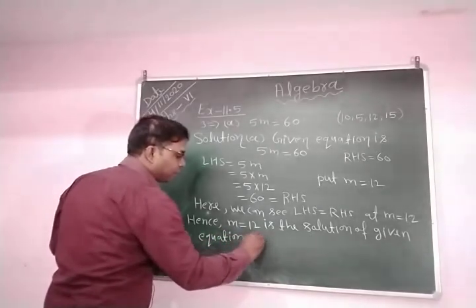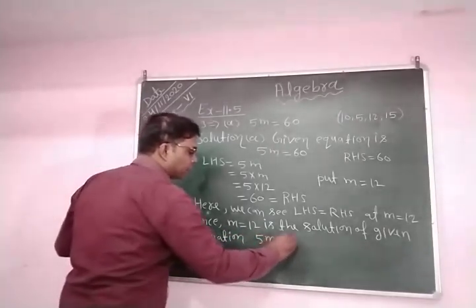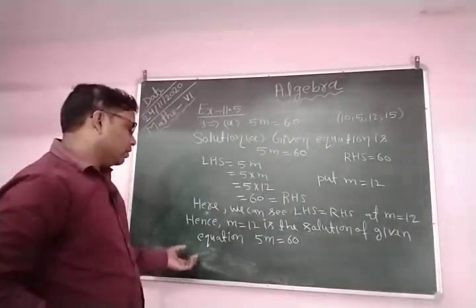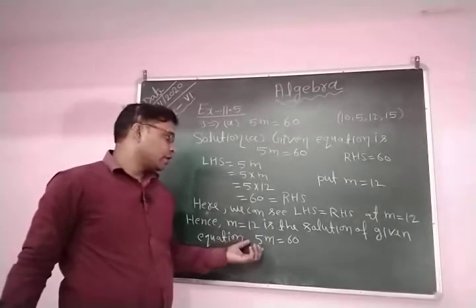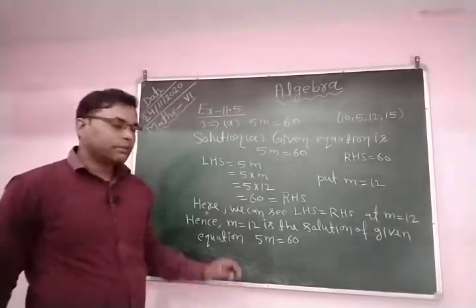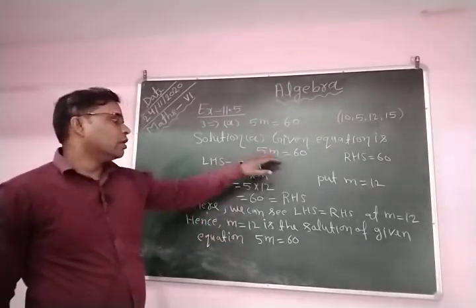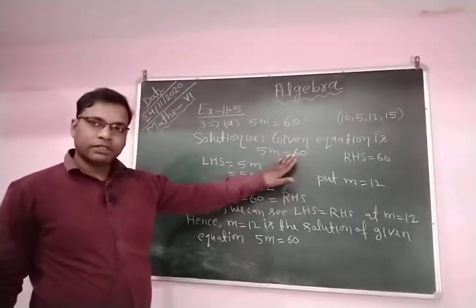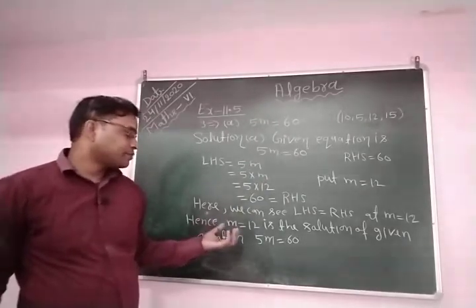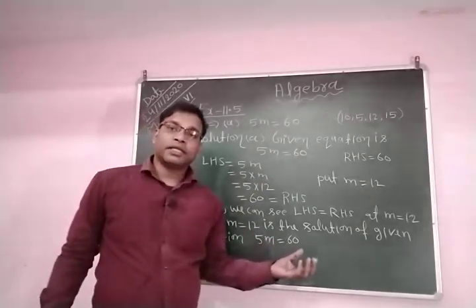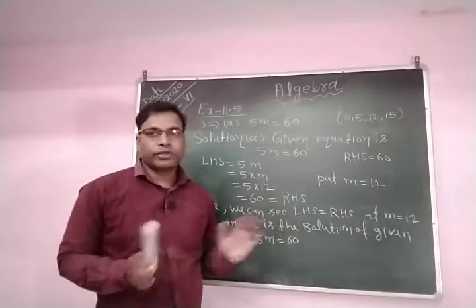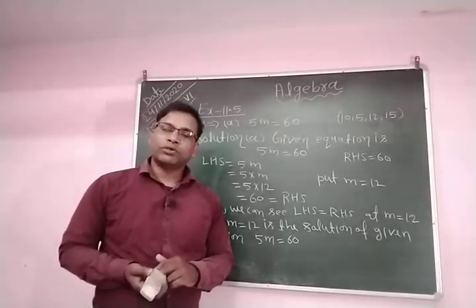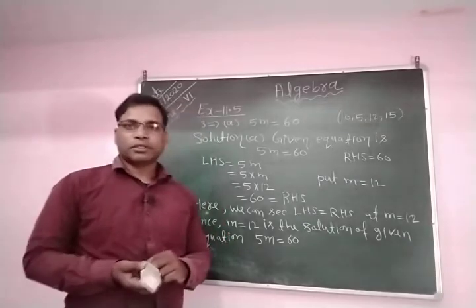Given equation 5m is equal to 60. Here you can see m is equal to 12 is the solution of the given equation. This is our equation. If you take m is equal to 12, then we find that left hand side is equal to right hand side. In this case, we can say m is equal to 12 is the solution of the given equation.